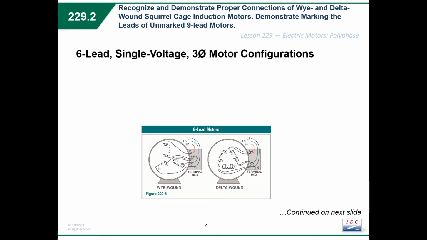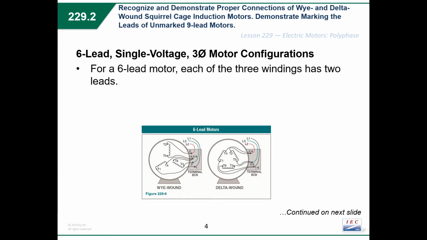We're going to talk first about a 6-lead motor. So you can see here, right away, they tell us for a 6-lead motor, each of the three windings has 2 leads. You can really compare this to your transformers. A winding has 2 ends or 2 leads coming off of it. In this case, we have 3 windings, 2 leads apiece, 6-lead motor. Here's some various connections that can be made.